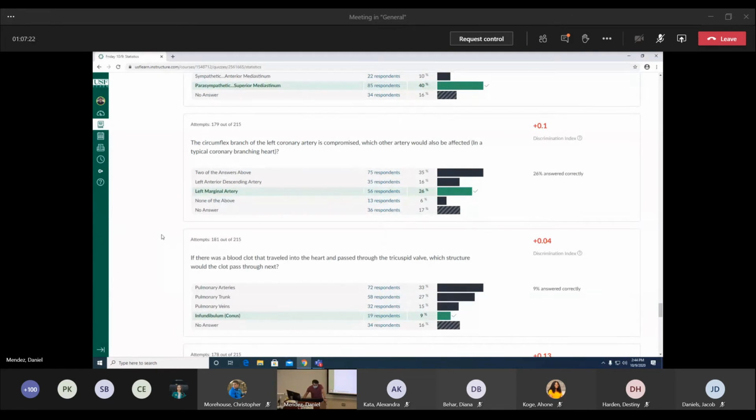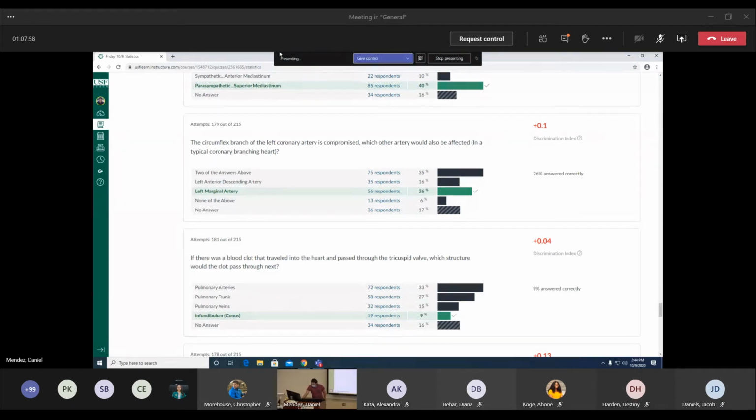Okay. If a blood clot traveled into the heart and passed through the tricuspid valve, which structure would the clot pass through next? This is like following blood flow. If you go past the tricuspid valve, where are you right now? The right ventricle. Yep. So the next structure you would pass would actually be the infundibulum, which is the conus. That's the little smooth structure right before the pulmonary trunk. So the infundibulum would be the first structure you see, and then the pulmonary trunk. Which one's after that, the pulmonary arteries or the pulmonary veins?